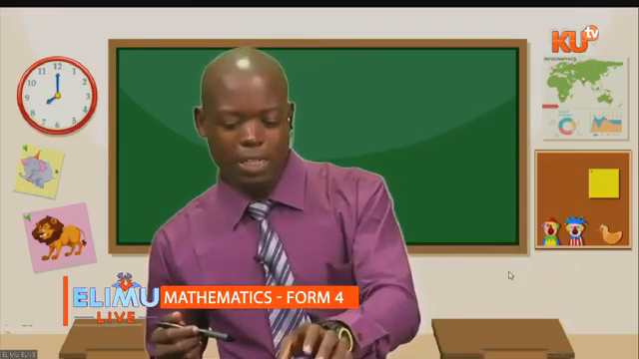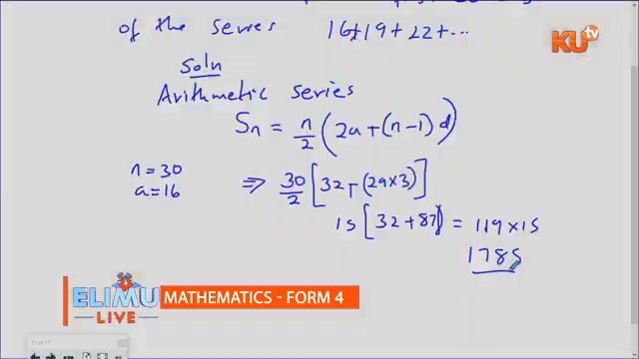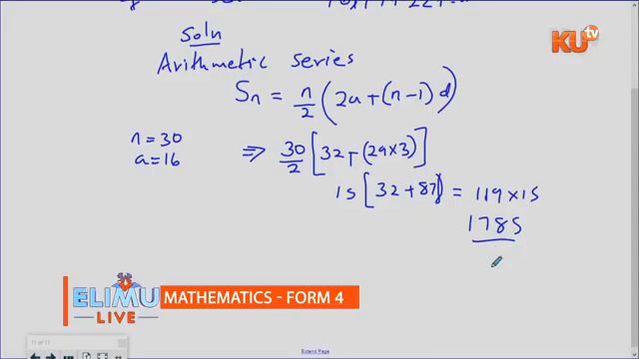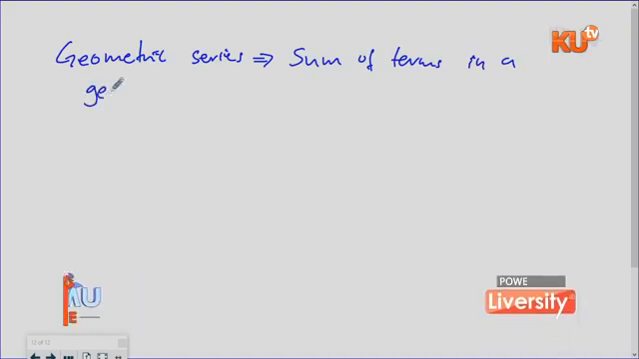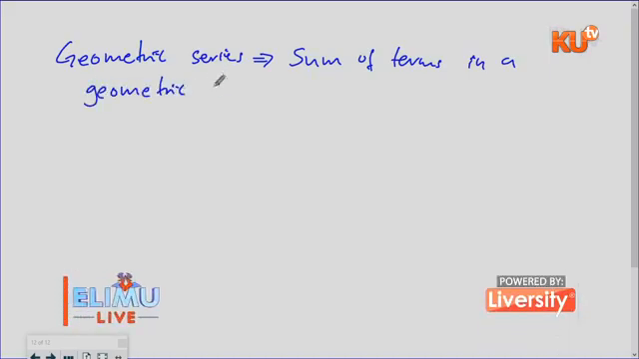And so to summarize, let's look at this. When you're talking about the geometric sequence, we obtain what we call a geometric series. A geometric series is simply the sum of terms in a geometric sequence. When we add the terms in a geometric sequence, we obtain what we call a geometric series.